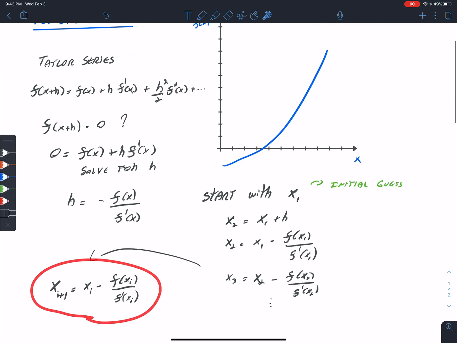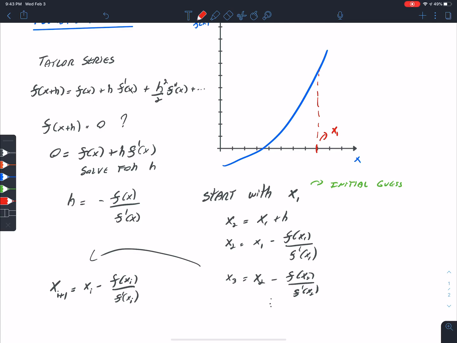And graphically, what's happening with these formulas is we start, let's say, with some value x1. Let's say this is our initial guess. We evaluate f of x1, which in this case may be somewhere around here, and this is f of x1.